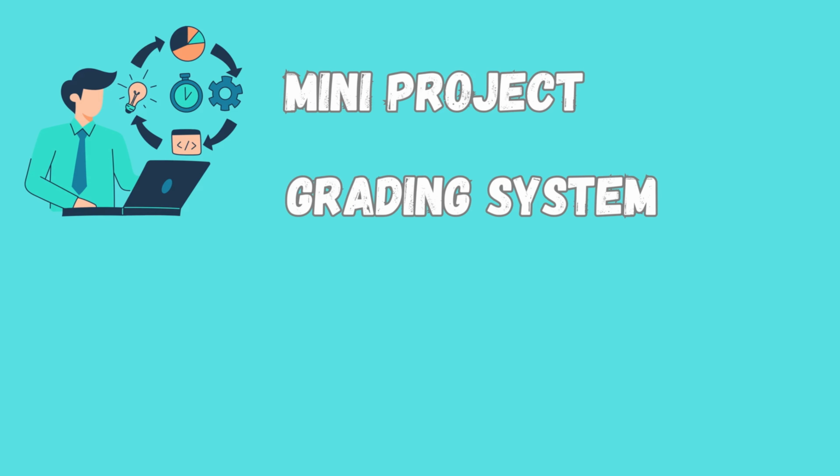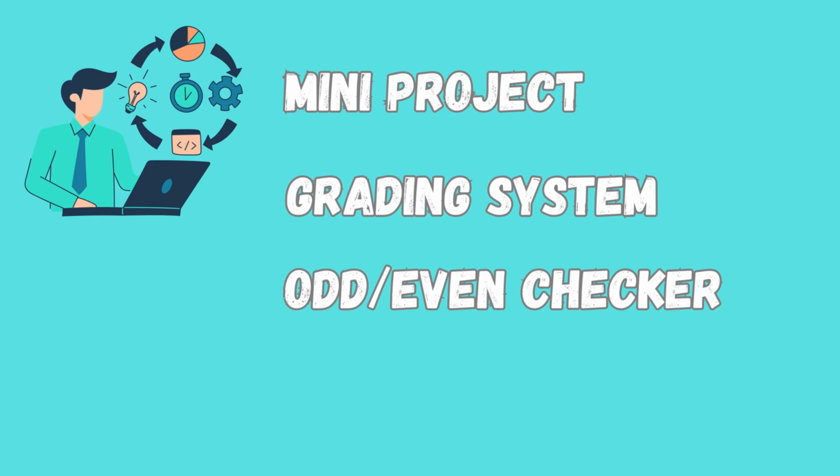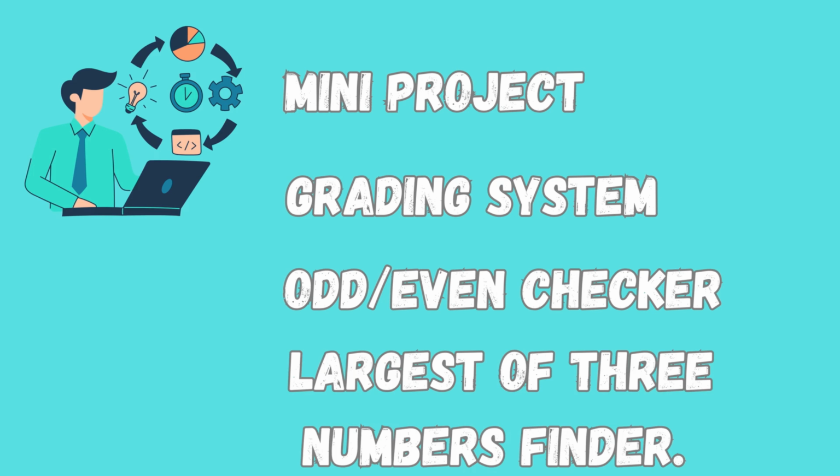The second one is an odd or even checker. This project will help you write a program that takes a number as input and tells whether it is odd or even. And finally, the third project is the largest of 3 numbers finder. Here, you will create a program that accepts 3 numbers and finds out which one is the largest among them. These mini projects are short, fun, and super useful for mastering conditional statements in Python. So let's get started and try them out one by one.